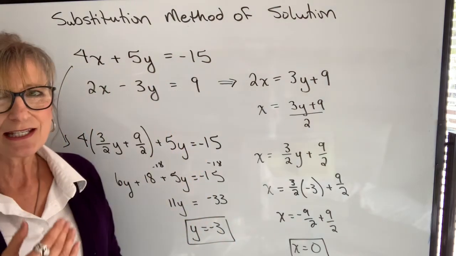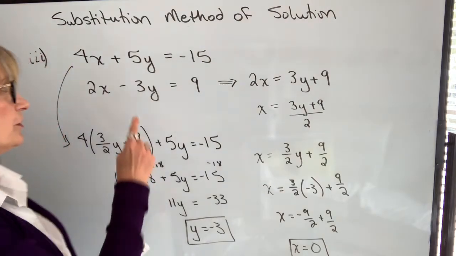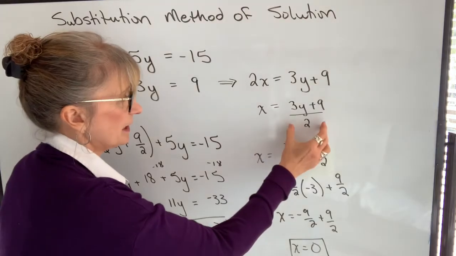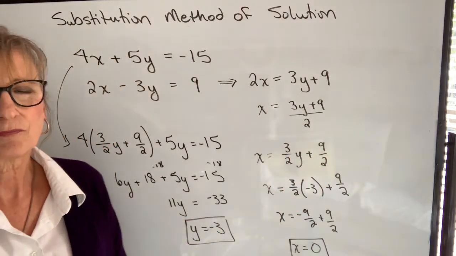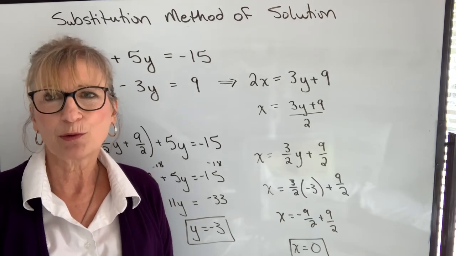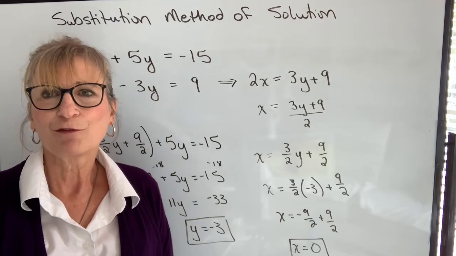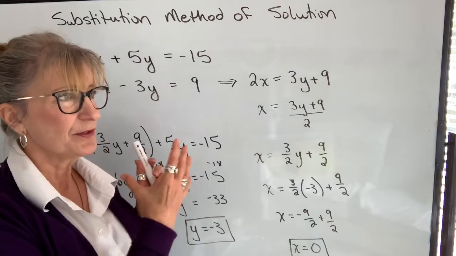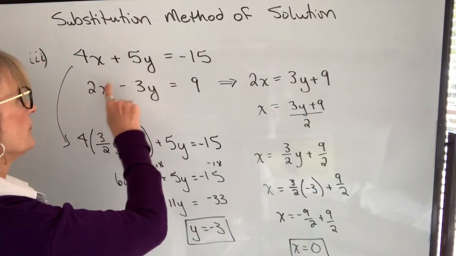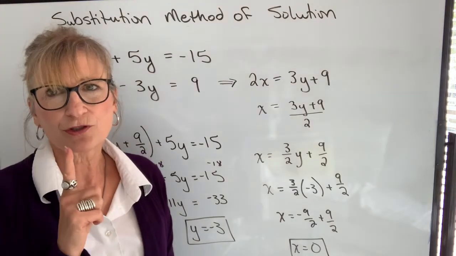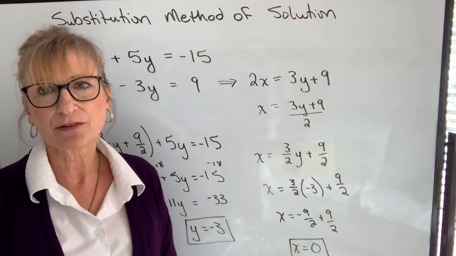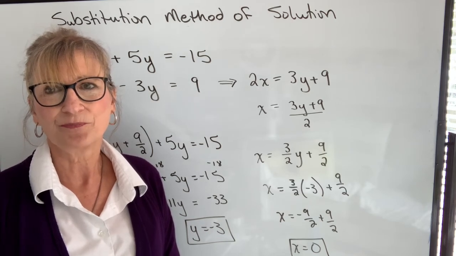Now, it gets more complicated when you don't have a coefficient equal to 1, so that you end up with fractions. So in these kinds of systems, I have another algebraic method that I would probably use, and I'm going to cover that in the next video. So this substitution method works really well when one of your variables has a coefficient of 1. If not, I would probably look at the next algebraic method to do the solution.